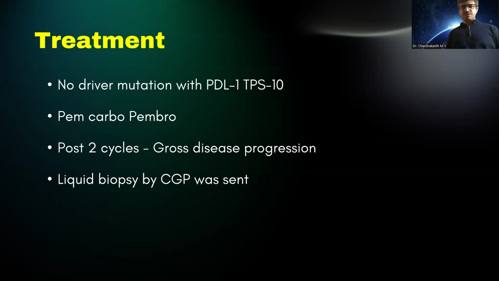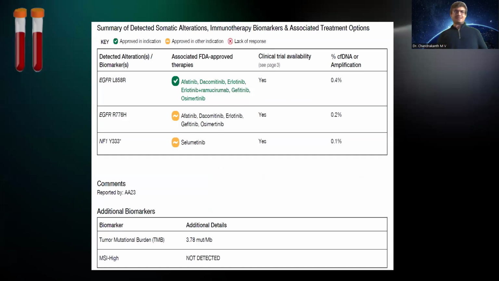This patient received PEM carbo pembro. Post 2 cycles, instead of having a response, developed gross disease progression. A liquid biopsy by a CGP was sent. It revealed an EGFR L858R, which is a point mutation, which we missed in a hotspot NGS. As you heard, there is around a 25% chance of picking up these mutations when I do a CGP.